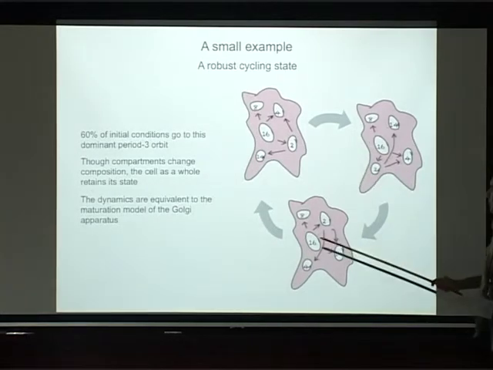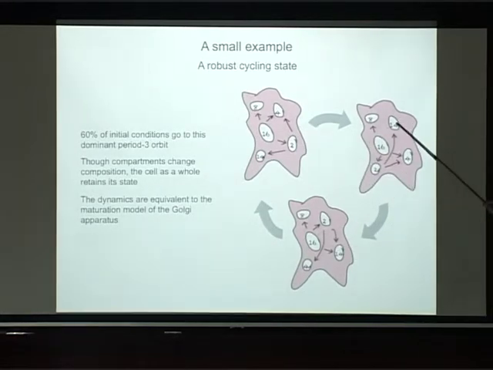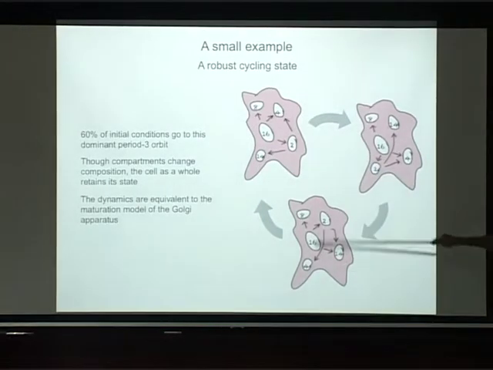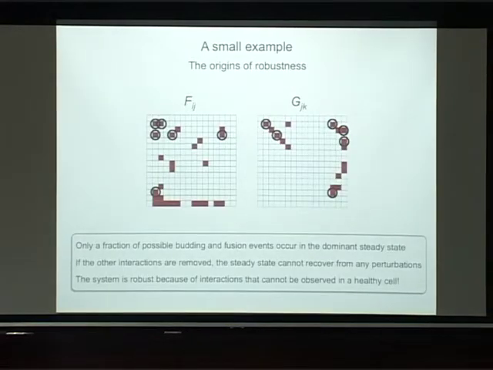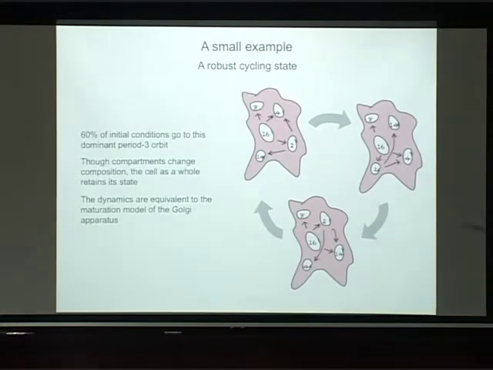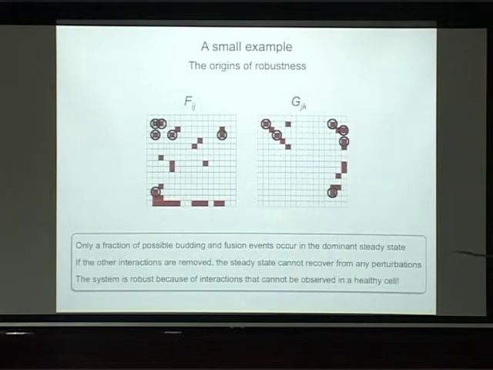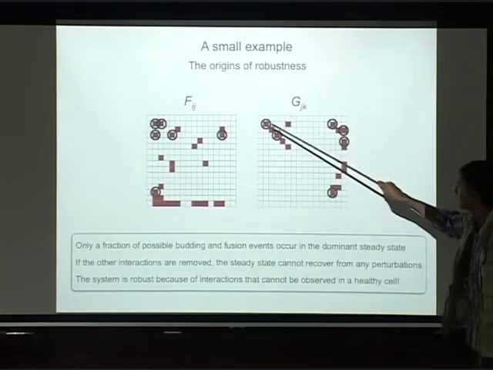So compartment type 4 becomes compartment type 14, that becomes compartment type 2, which becomes compartment type 4 again. These are the vesicle exchanges that happen. And an interesting point, at least I find it interesting, is that in this steady state, which is the most robust steady state where most of the things converge, to keep the steady state going, you only need these particular interactions.